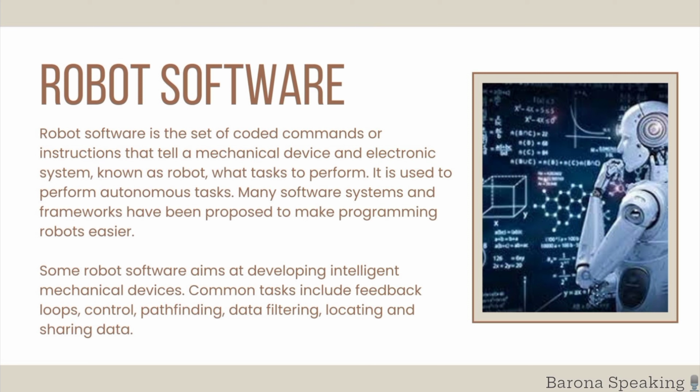Meanwhile, on robot software, it is the set of coded commands or instructions that tell a mechanical device and electronic system, known as a robot, what task to perform. It is used to perform autonomous tasks. Many software systems and frameworks have been proposed to make programming robots easier. Some robot software aims at developing intelligent mechanical devices. Common tasks include feedback loops, control, pathfinding, data filtering, locating, and sharing data.